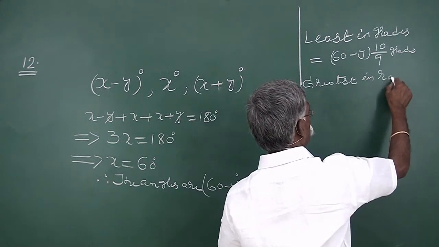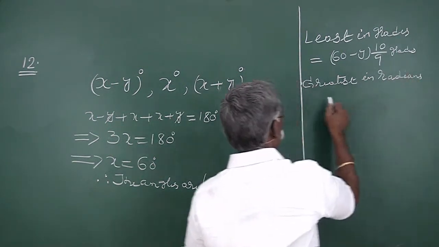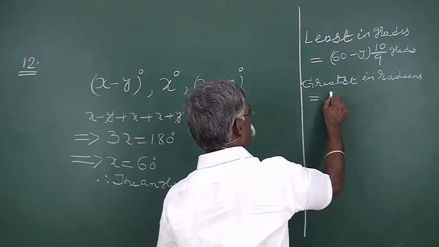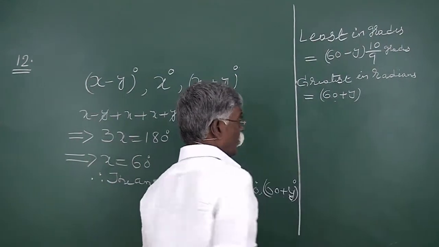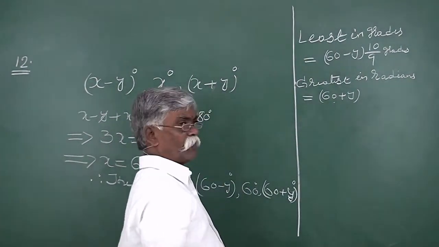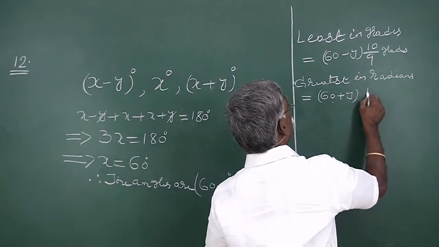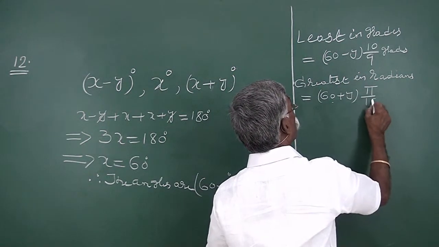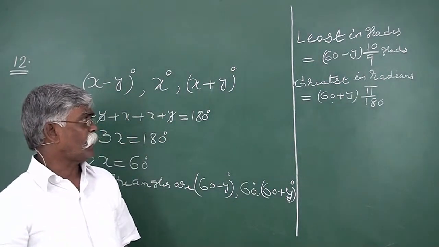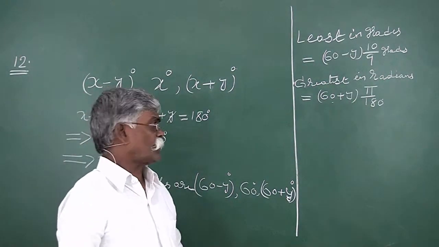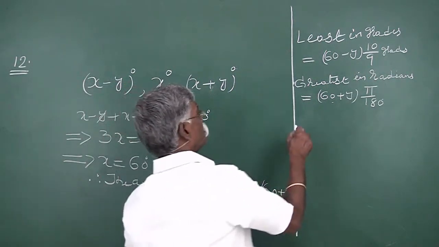In radians, the greatest angle is 60 plus y in degrees, and we have to convert it into radians, multiplying by pi by 180. Now the ratio between the least and the greatest is given as 40 is to pi.